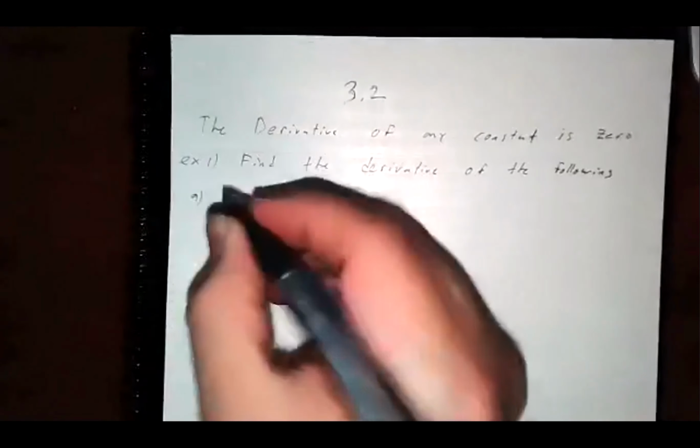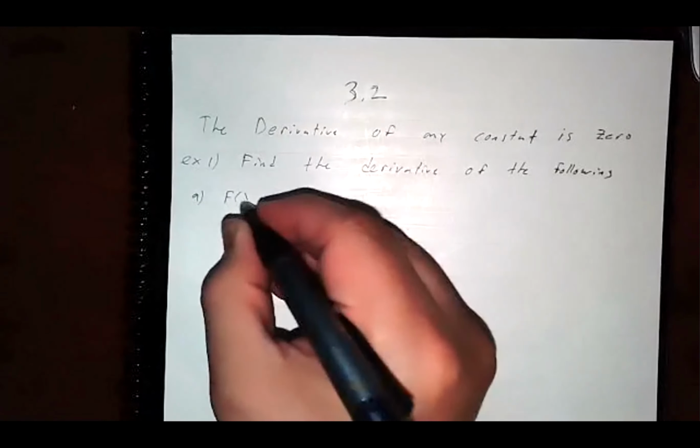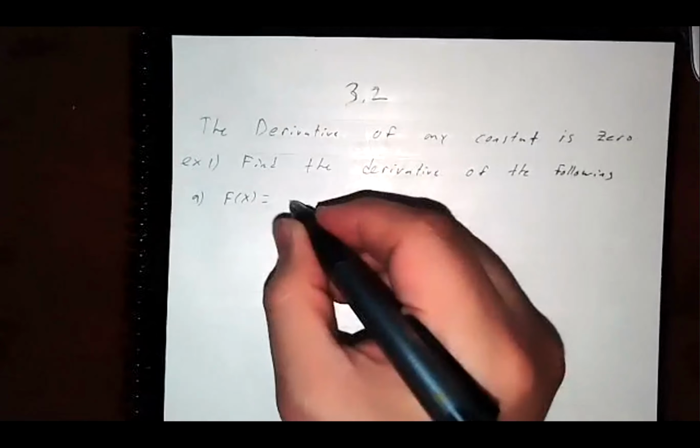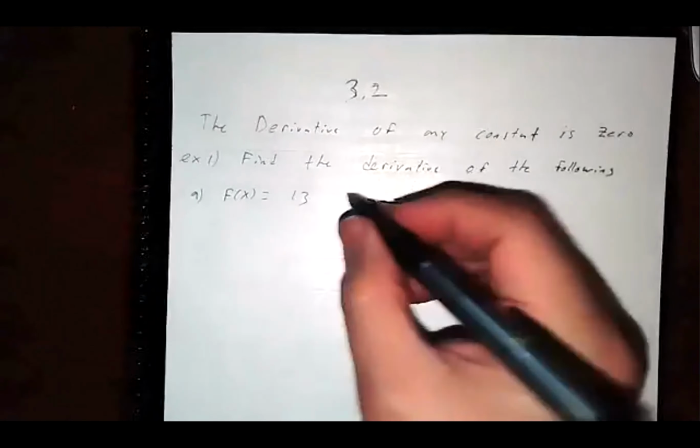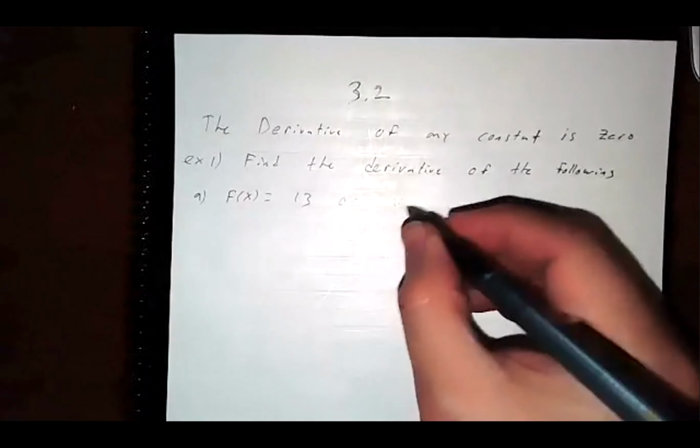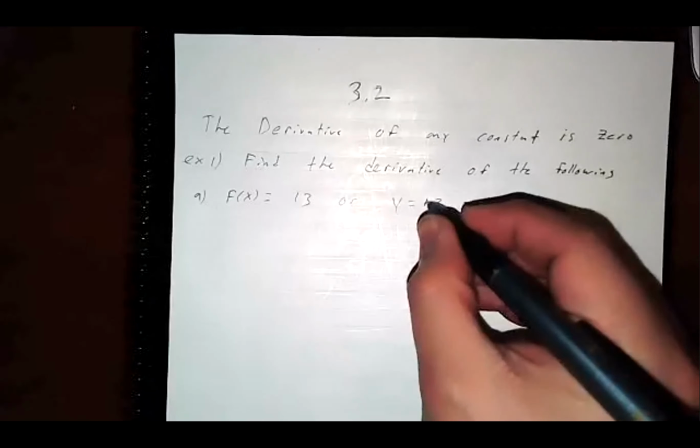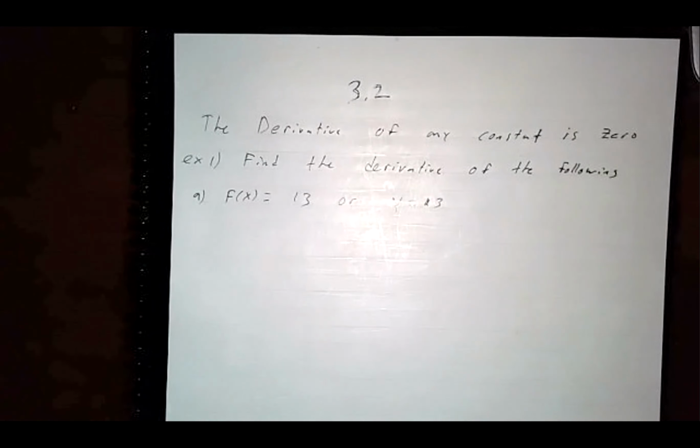So part A, f of x equals the number 13, right? That's what they had. Or if they write it this way, y equals 13, that's the same thing, right? We know the functional notation at this point.